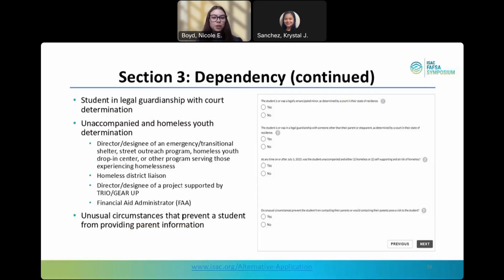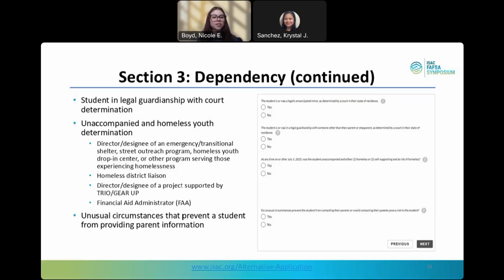They also ask if the student is in a legal guardianship with court documentation, or if they were at the time that they turned 18. Then there's also the same question you would see on the FAFSA about whether they may be an unaccompanied homeless youth and whether they have that determination. So that can be from the director or designee of an emergency or transitional shelter, street outreach program, homeless youth drop-in center, or other program serving those experiencing homelessness. If you went to one of the 10 a.m. sessions, they talked about how that last piece is left intentionally vague so that it can be broadly applied.